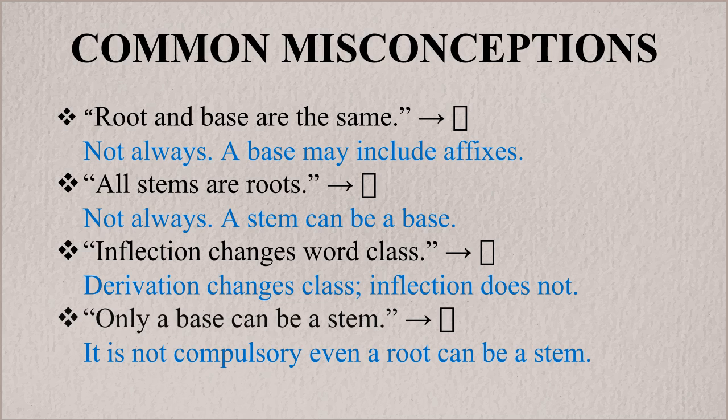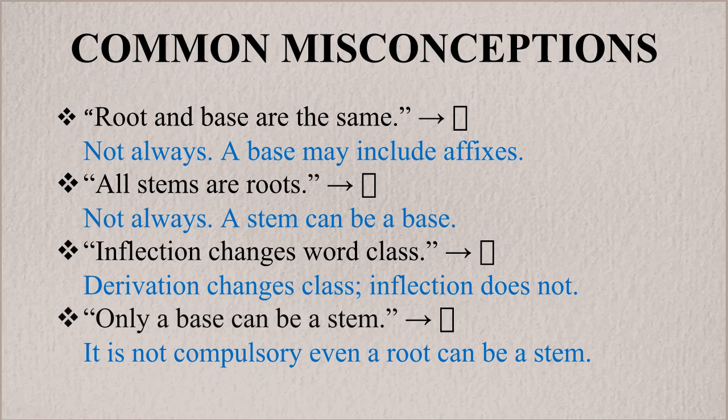Second is, all stems are roots. A stem is the form to which inflectional morphemes attach. Stems may be simple, root only, or complex, root plus derivational affixes. Therefore, many stems are not roots. This is also wrong. Third is, inflection changes word class. Inflection modifies a word's grammatical features without creating a new part of speech. Only derivation can produce a new lexical category, e.g., noun to adjective. Inflection changes function, tense, number, case, but not class. So it is also wrong.